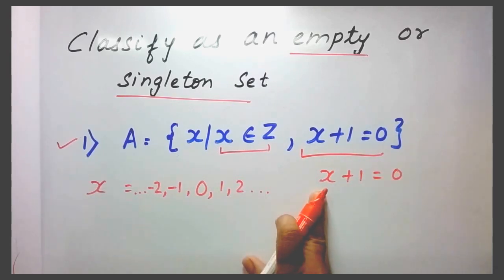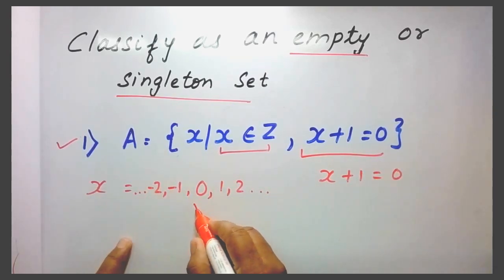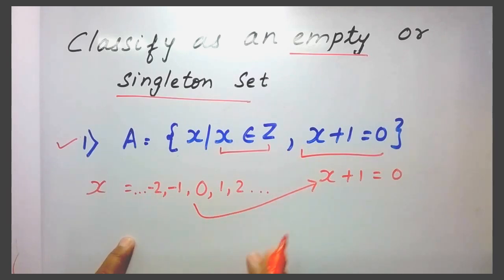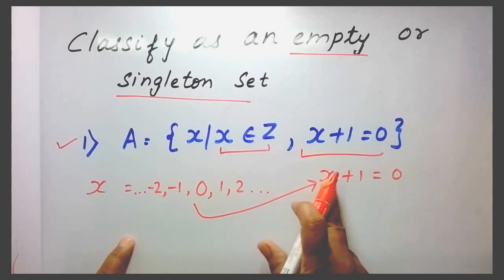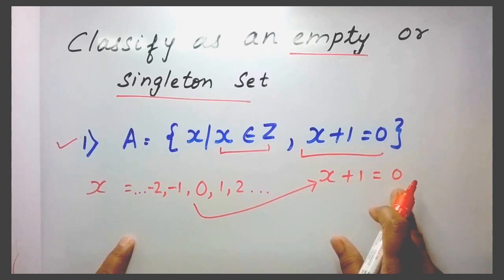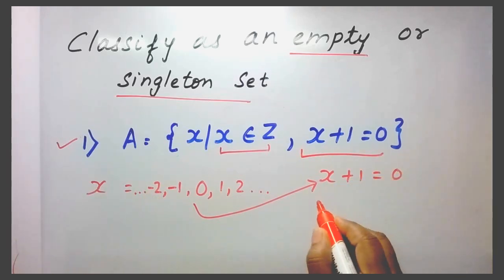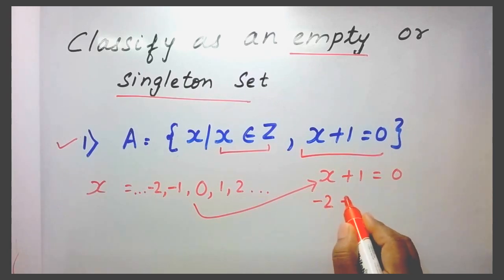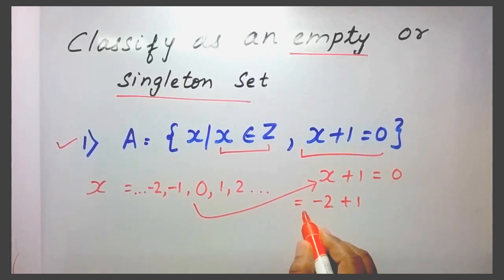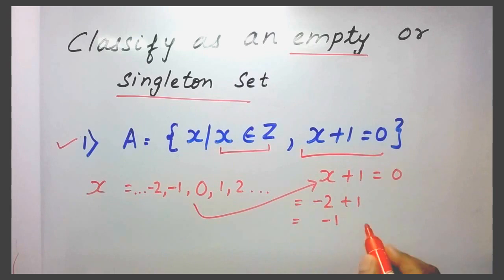So from here we have to take the value of x and check which number we are going to put here, so that the answer should always get 0. Let's start. We have taken minus 2. Minus 2 plus 1, what is it? It is minus 1, which is not equal to 0. So that number is not satisfied.